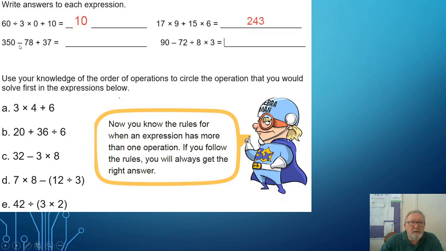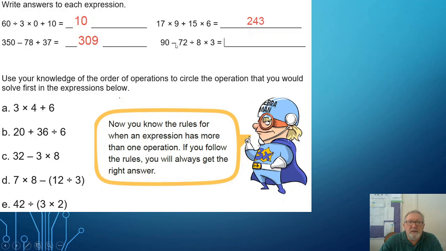The third one here just has a takeaway and an addition. Because they are deemed to be equal in strength, you work from left to right. So from 350 you take 78 and then add 37 back. And you should have come up with 309.